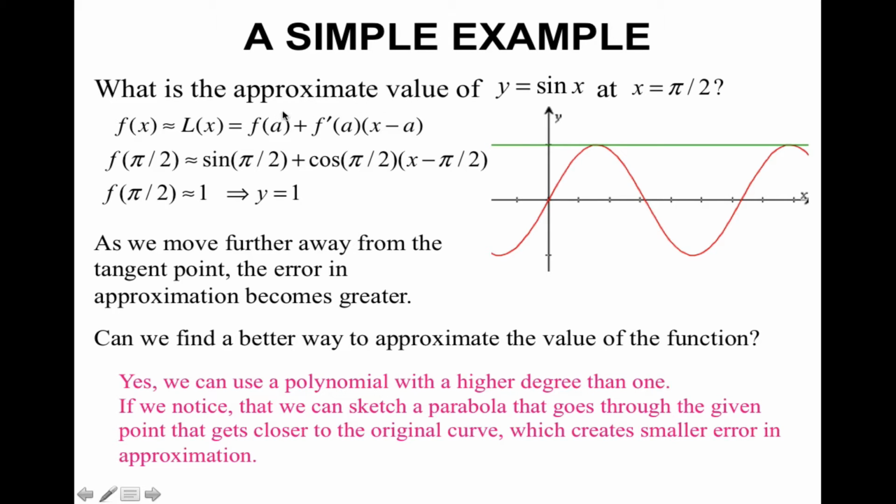In linear approximation, we're only using a first degree polynomial. If we notice, we can sketch a parabola that goes through the given point, so here is our parabola that goes through the point when x is pi over 2, and it gets closer to the original curve. As you notice, if I move away from that point, the error is actually smaller than it would be with y equals 1. So how do we develop a quadratic equation?